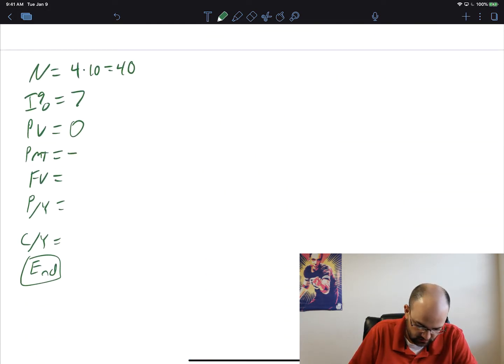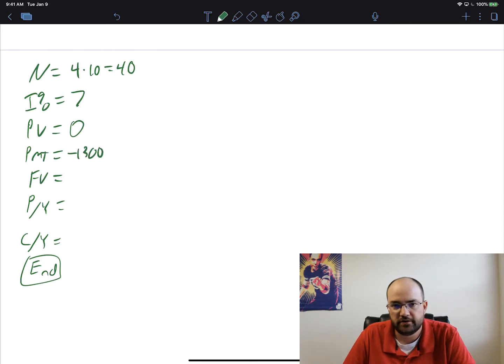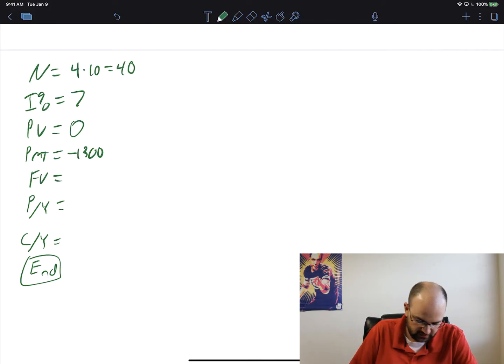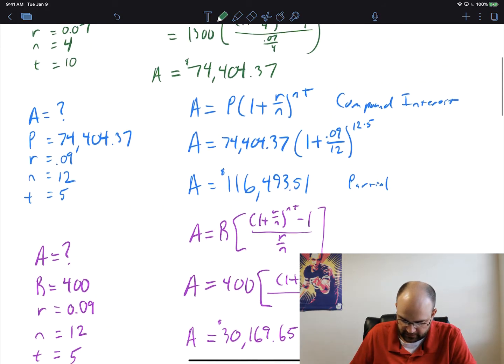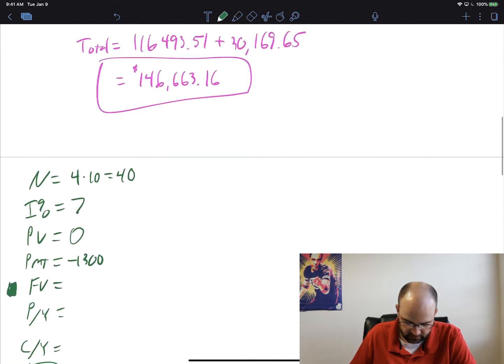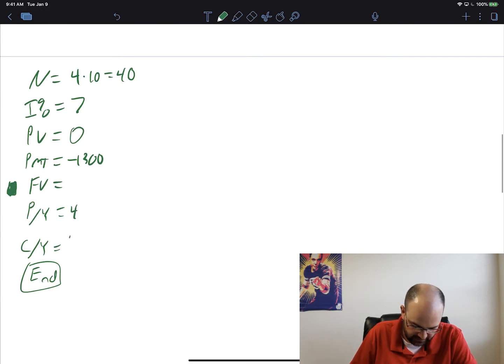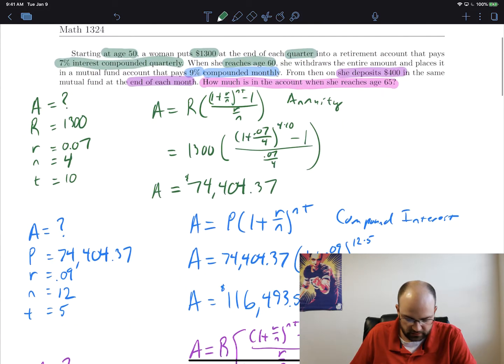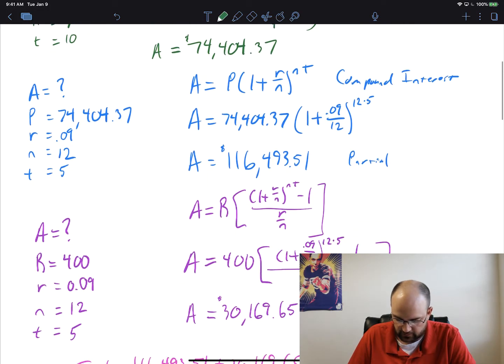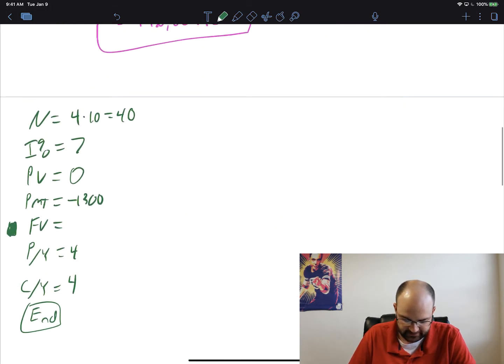So she's losing $1,300 effectively because she can't spend it. The future value is what we want to figure out. And the future value is going to give us what we got earlier, and I'll come back to that, 4 and 4 there. So go into the calculator, type those in, do alpha enter, and you're going to see $74,404.37.